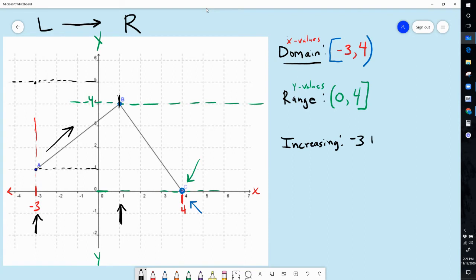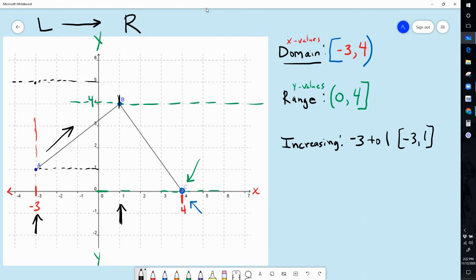I'm just going to put -3 to, what is it, 1. Okay. You can write it like this. If you wrote -3, 1, honestly, don't even think it matters. I think if you just let me know that from -3 to 1, you're increasing.